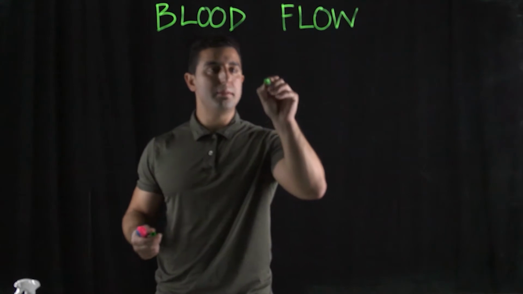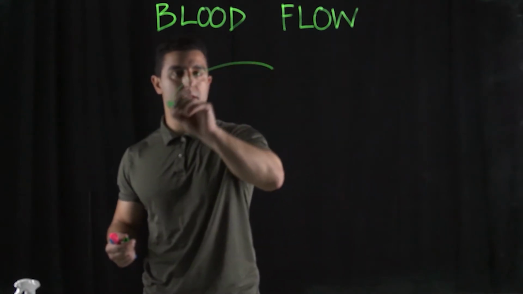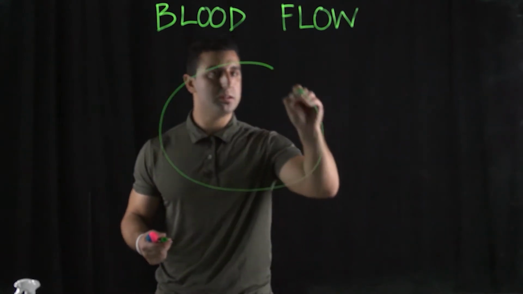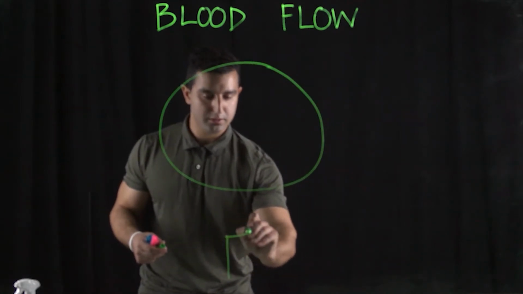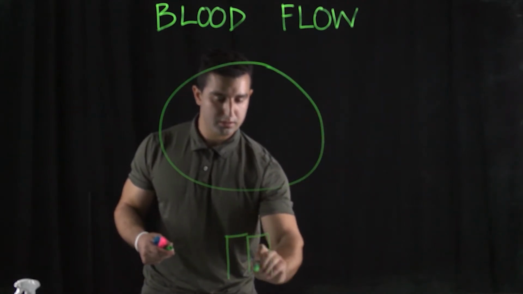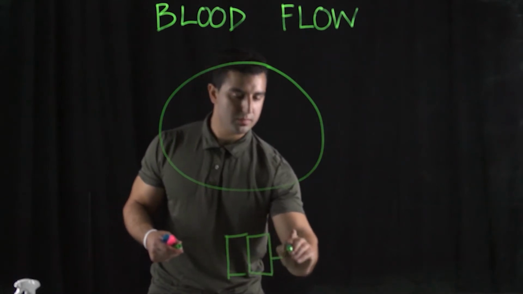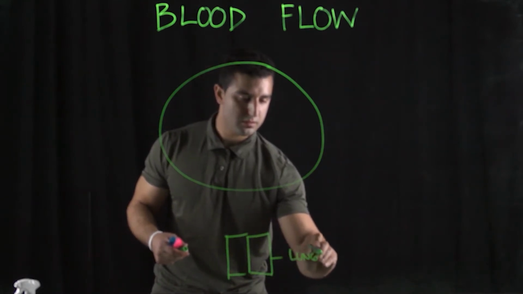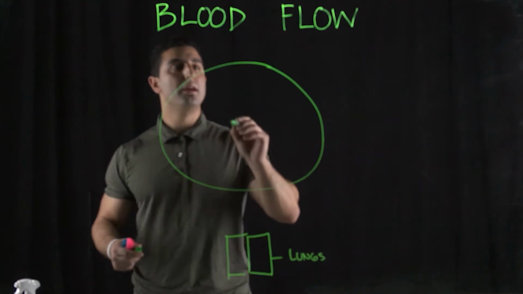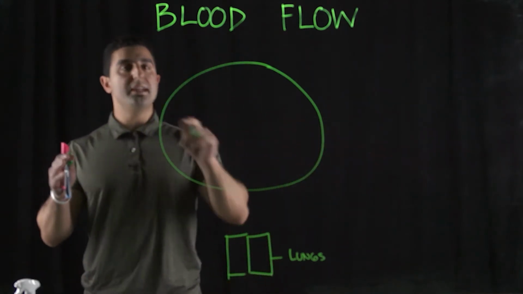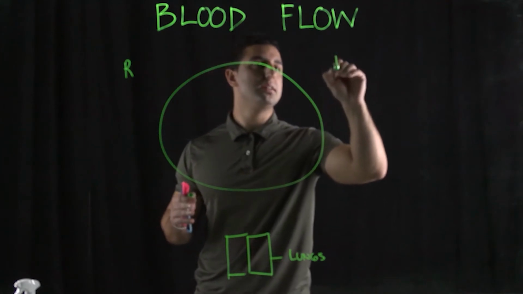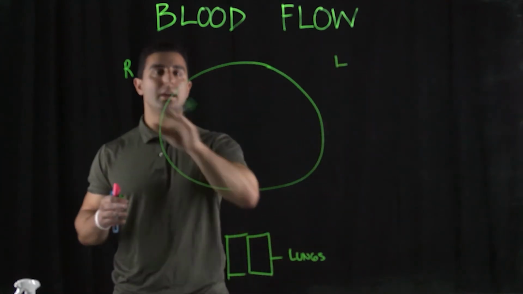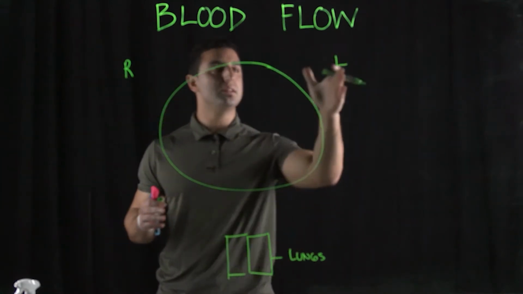So, my big obsession with drawing shapes, here's my heart, right? And then here at the bottom, I can draw my lungs. They'll come into play in a second. So for the sake of location, this is referred to as the right side, and this is referred to as the left side. I'm referring to the right side of the heart versus the left side of the heart.